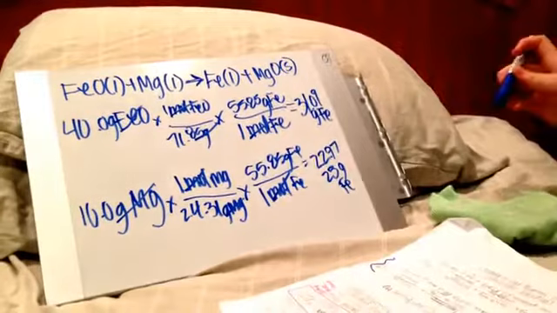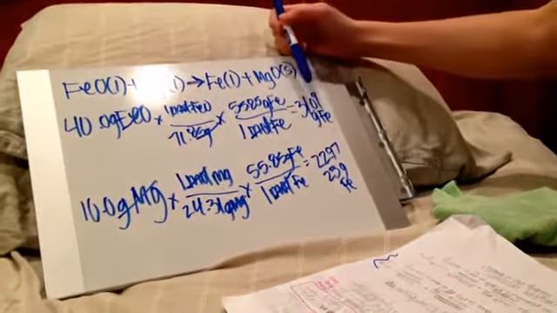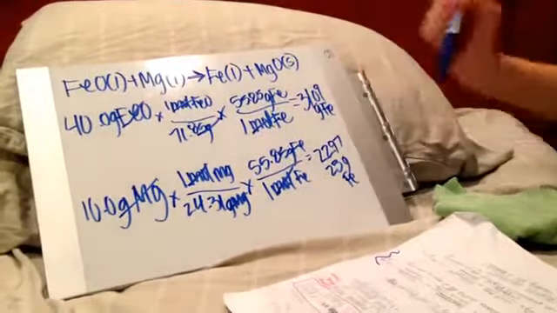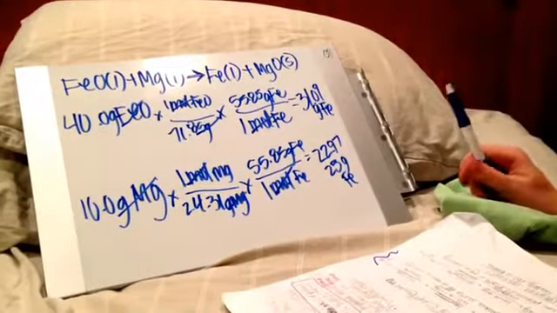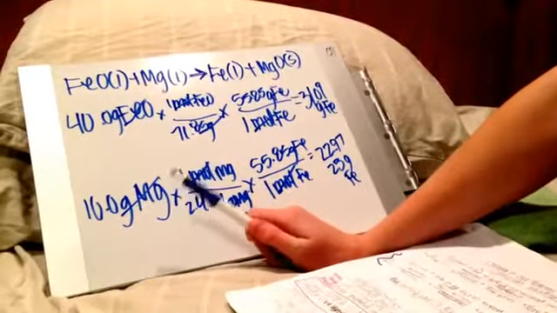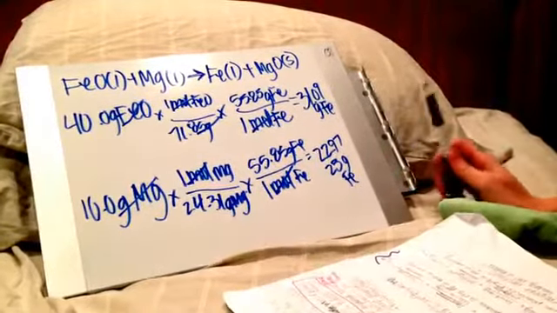And so this one will give you more iron. So 31.09. This one's going to give you less, which is 23 grams of iron. So obviously this one, magnesium, is going to be the limiting reactant because it gives you less amount of iron.